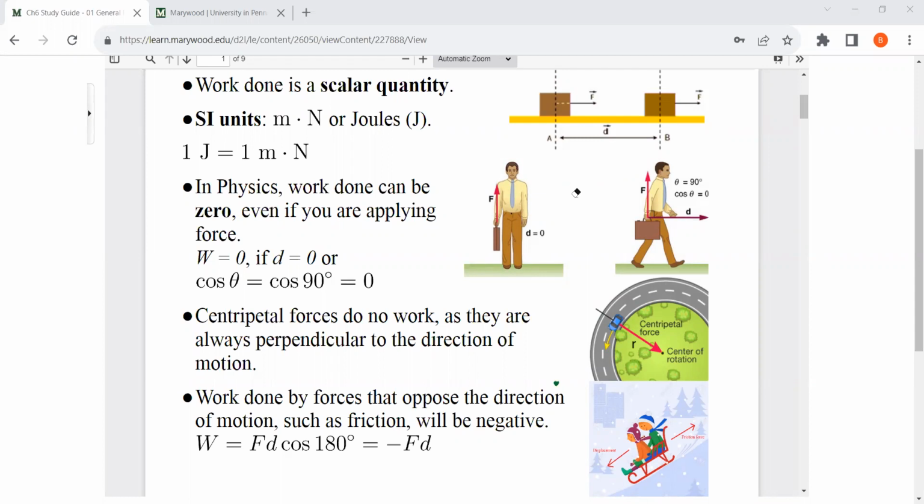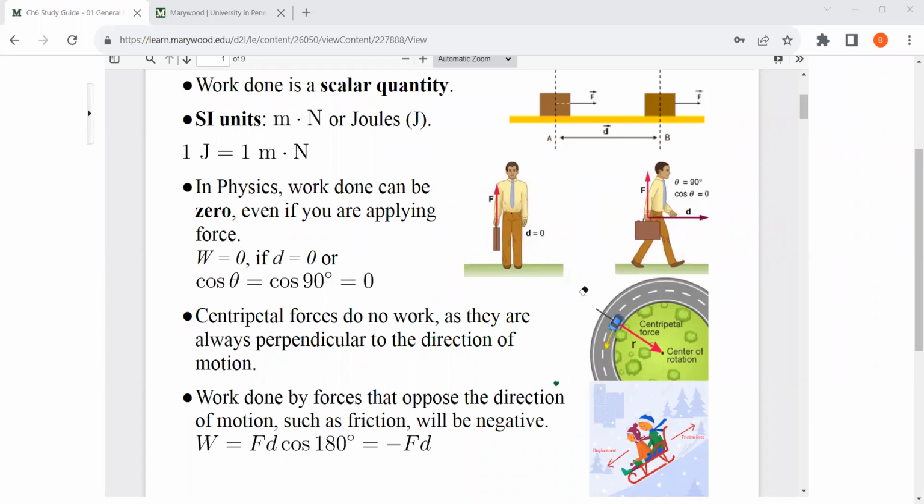Another example is, let's say, a wall, and you are pushing the wall. You know that the wall is very heavy, so the displacement will be 0. Even though you are applying some force, because displacement is equal to 0, work done will also be equal to 0. So when displacement is 0, the work done is also 0.